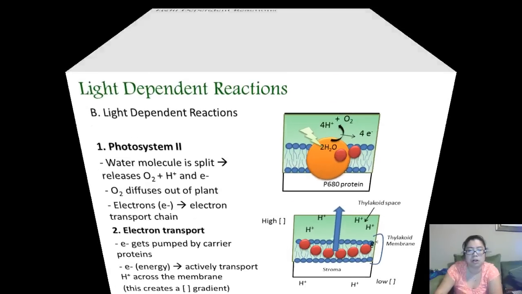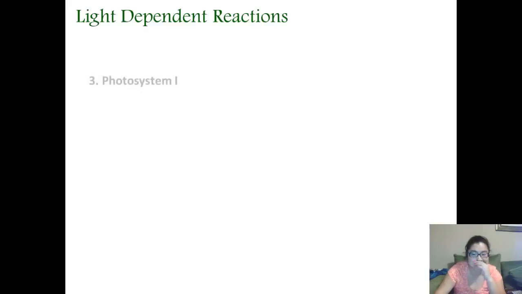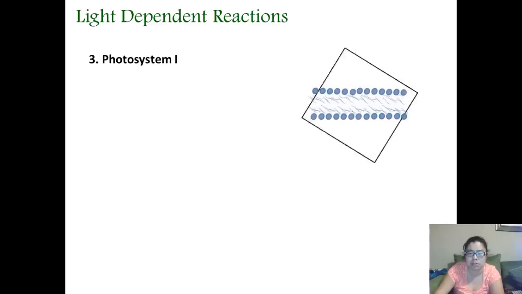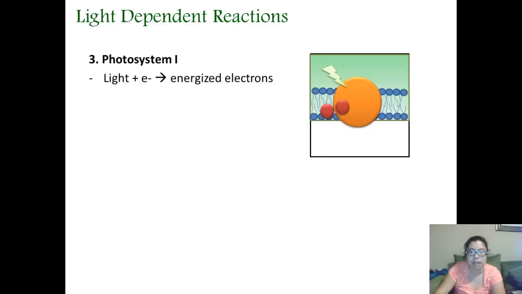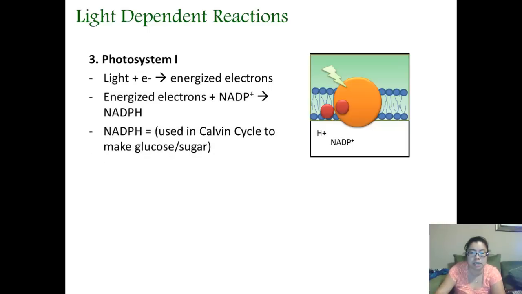The third step is called photosystem 1. In photosystem 1, we have the same setup, but this time the integral protein involved helps light energy energize the electrons once more, since their energy was expended previously. The electrons will take NADP, which does not have energy, and make NADPH. Later on, NADPH is used in the Calvin cycle to make glucose or sugar. So here, NADP with the energy of the electrons will create NADPH.